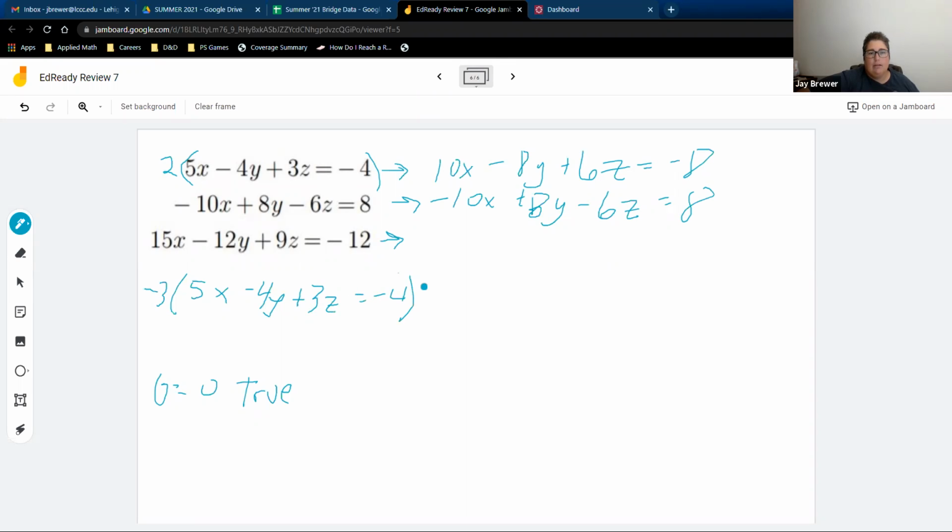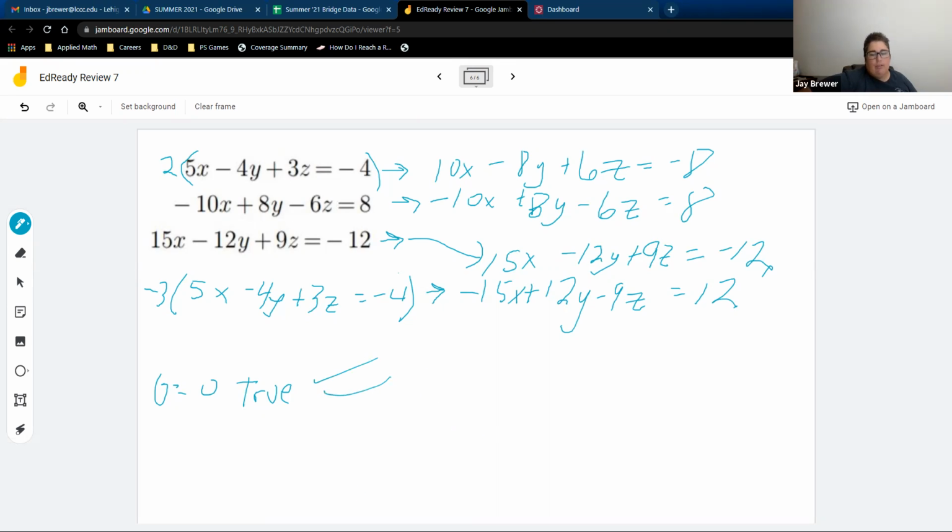We're going to bring that here. It's going to be -15x plus 12y minus 9z equals 12. And what do you notice? Again, if we rewrite this, bring it over here, we rewrite 15x minus 12y plus 9z equals -12. Again, we have 0 equals 0, true statement. So this means there will be infinitely many solutions.